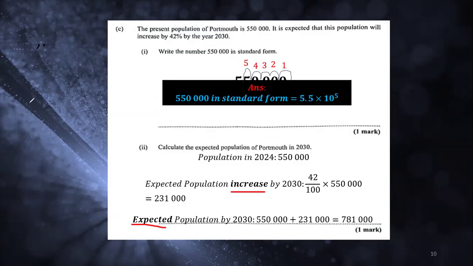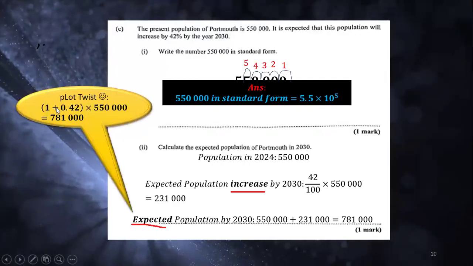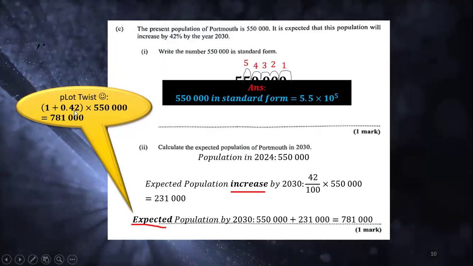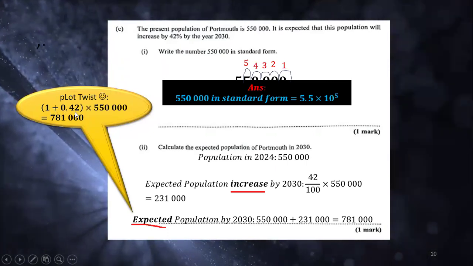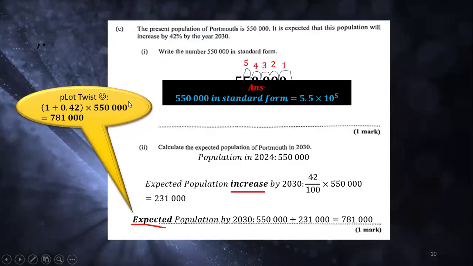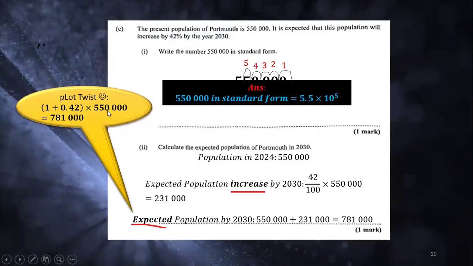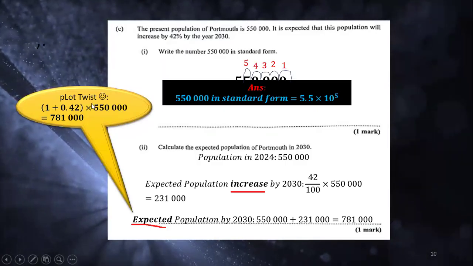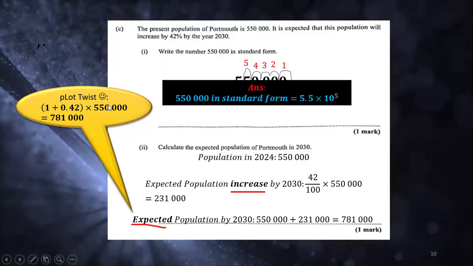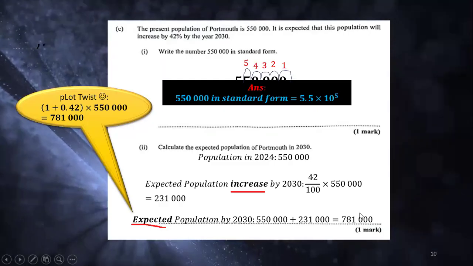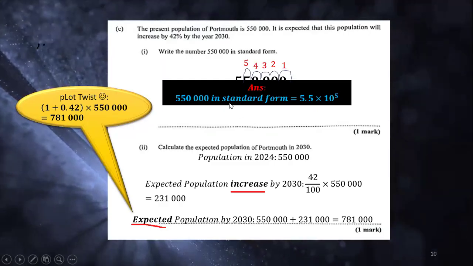An easier way to do this, we're simply going to say 1, which is the present population, plus the percentage increase expressed as the decimal. We add them together and we multiply it by the actual number that is the population right now. So 1 plus 0.42 multiplied by 550,000. That gives me 781,000, which is the same as this. Any questions?